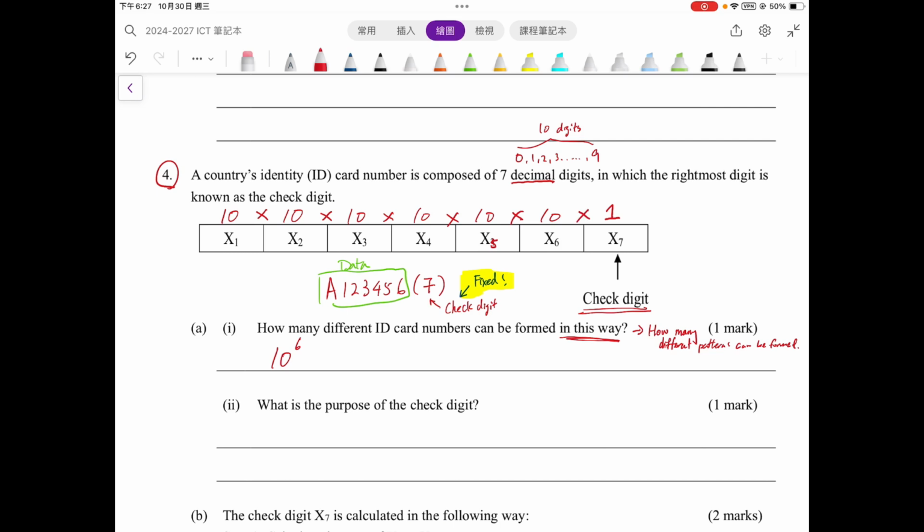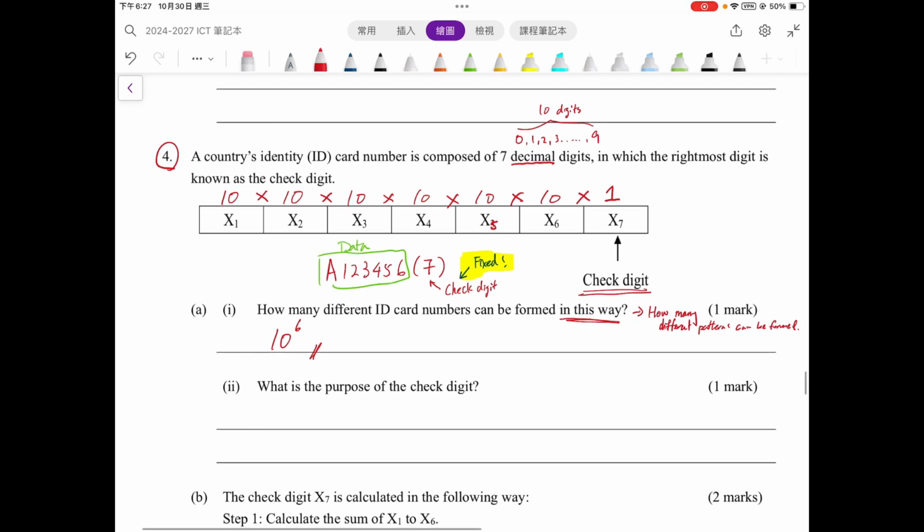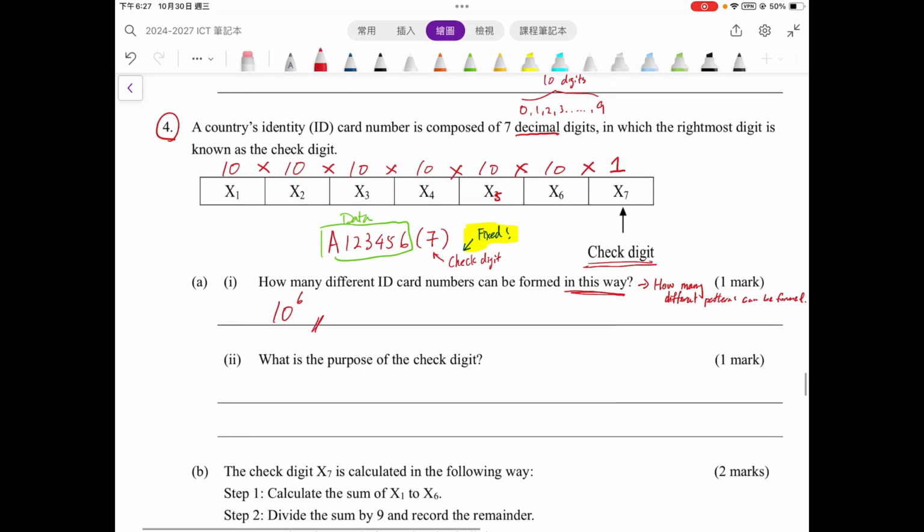And you times 1, and obviously you will see how many different ID card numbers with these 7 decimal digits: it should be 10 times 10 times 10 times 10 times 10 times 10, times the last one, 1. So 10 to the power of 6 times 1, which is 10 to the power of 6. So here is the answer.